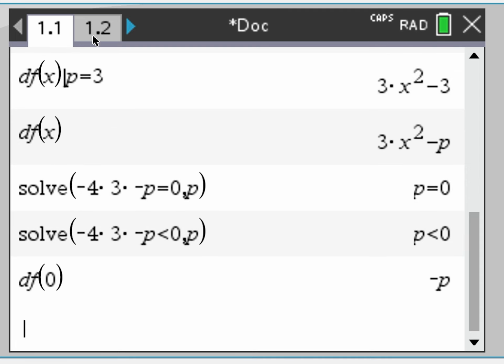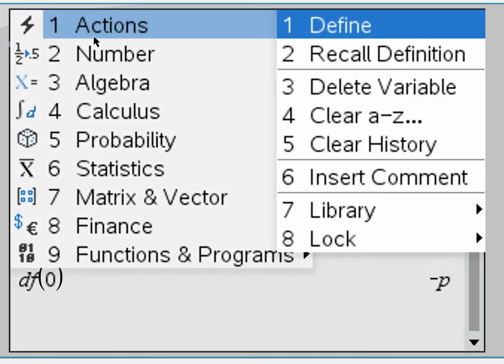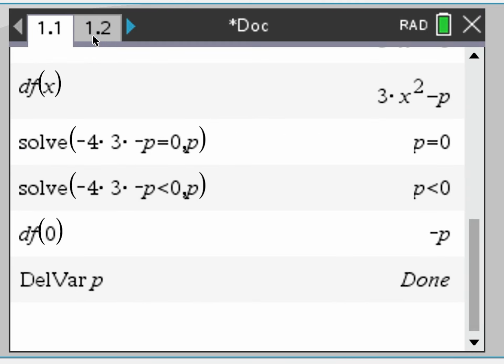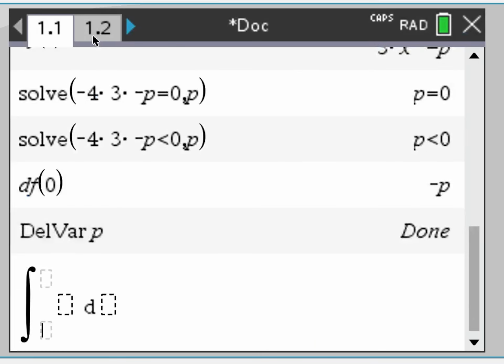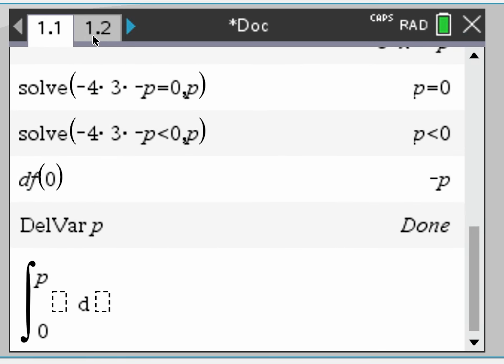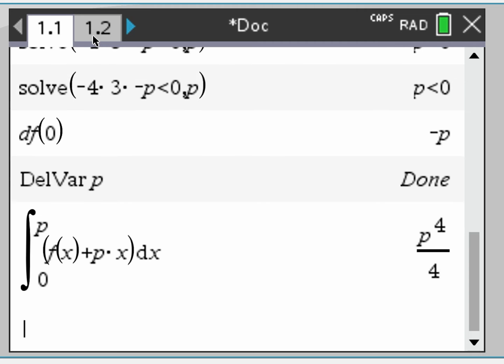Okay, well, p is defined. So how do I undefine the value of p? So we press menu 1, 3, p. So this is deleting the variable p. Okay, now we can find the area. So we have menu 4, 3, 0 all the way to p. And we did see that regardless of what we put as a value of p, the f of x will always be larger than the linear line. So we'll have f of x take away minus p times x. So that just ultimately becomes plus p and dx. So that is going to be our area that is required.